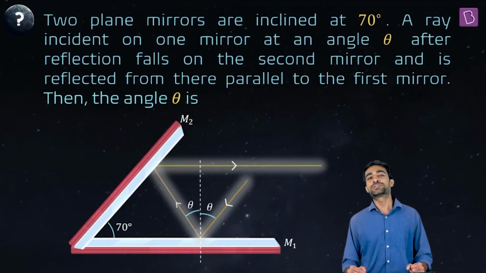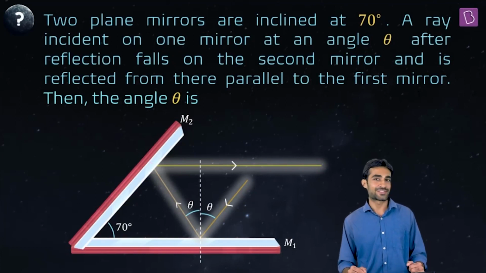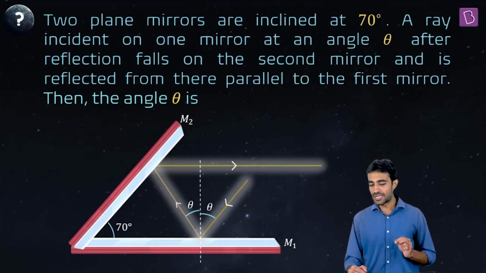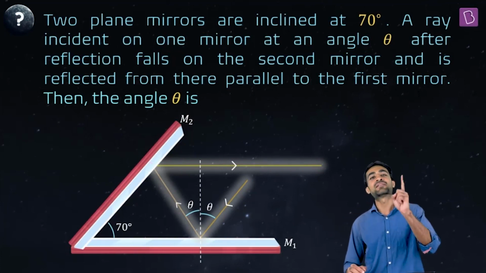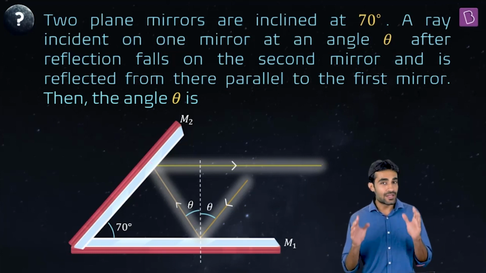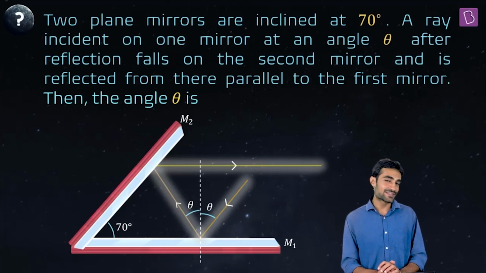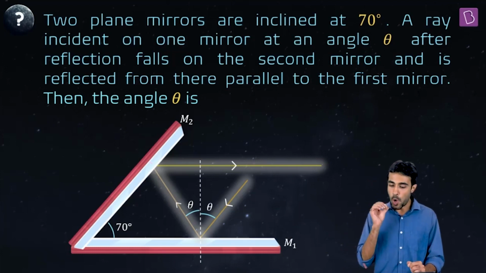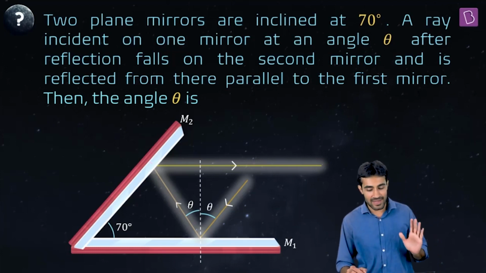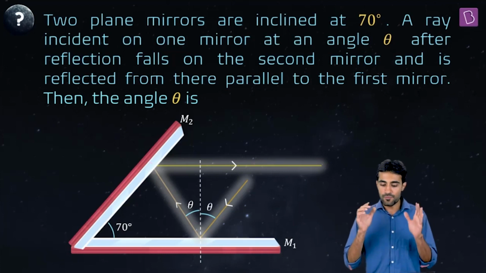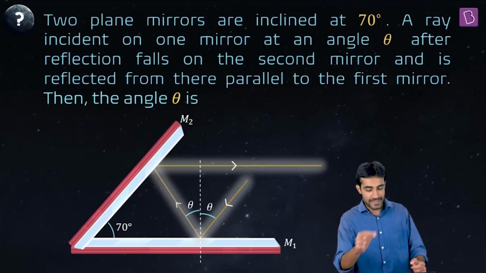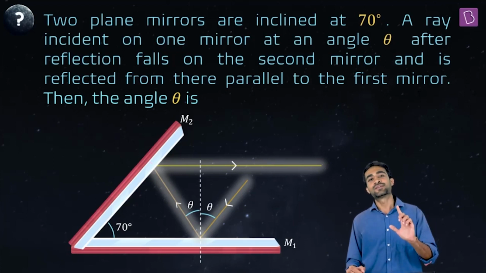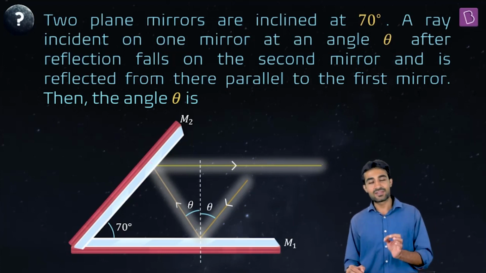Here is a nice question on plane mirrors. Two plane mirrors are inclined at 70 degrees. Now, if you see the figure, we have mirror M1 and mirror M2. They are inclined at 70 degrees. A ray incident on one mirror at an angle theta, after reflection falls on the second mirror and is reflected from there parallel to the first mirror. Then the angle theta is.